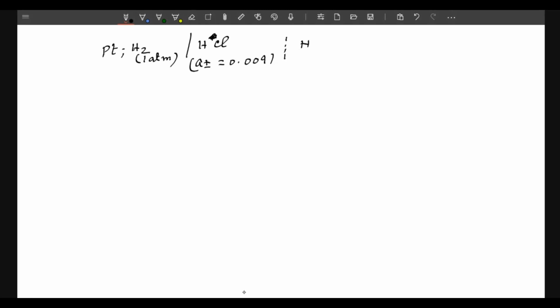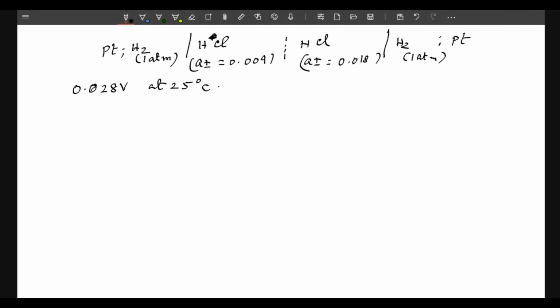We'll put it as HCl, and in this also HCl, activity is equal to 0.018. In hydrogen, one atmosphere, semicolon, platinum. The platinum is an electrical contact because hydrogen has no solid electrical contact. The EMF is 0.028 volt at 25 degrees centigrade. The EMF of the corresponding cell without a transport, without transference, is 0.017 volt. This is E WOT.